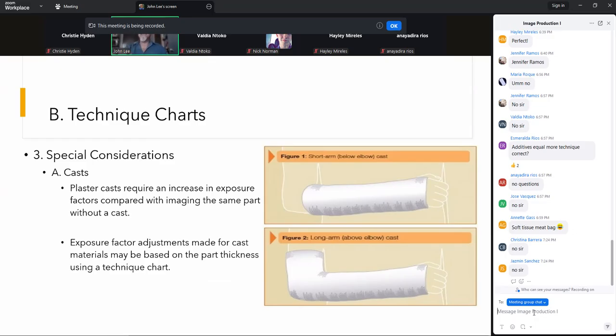In most cases, if it's a dry plaster cast, we will increase our mass. If it's wet, we're going to increase our kV. Wet plaster casts happen to be a little bit more dense because of the water, so we're going to have to increase our kV. When it's dry, that water is gone, so the atomic number is changed, and we can just increase our mass. Fiberglass casts, especially for digital systems, there's typically no change that you will incorporate for those.